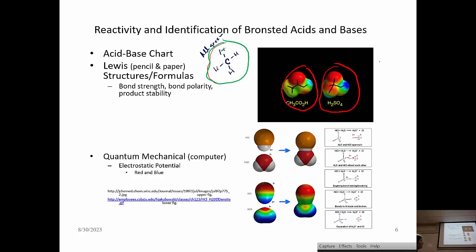You can see some green here. Do you see the green here? Some green here. Green is kind of neutral. Neither positive nor negative. It's neutral. And so methane is not going to be very attractive. If you're a base like hydroxide, are you going to be very attracted to methane? No. Hydroxide wants positive. Hydroxide's negative.